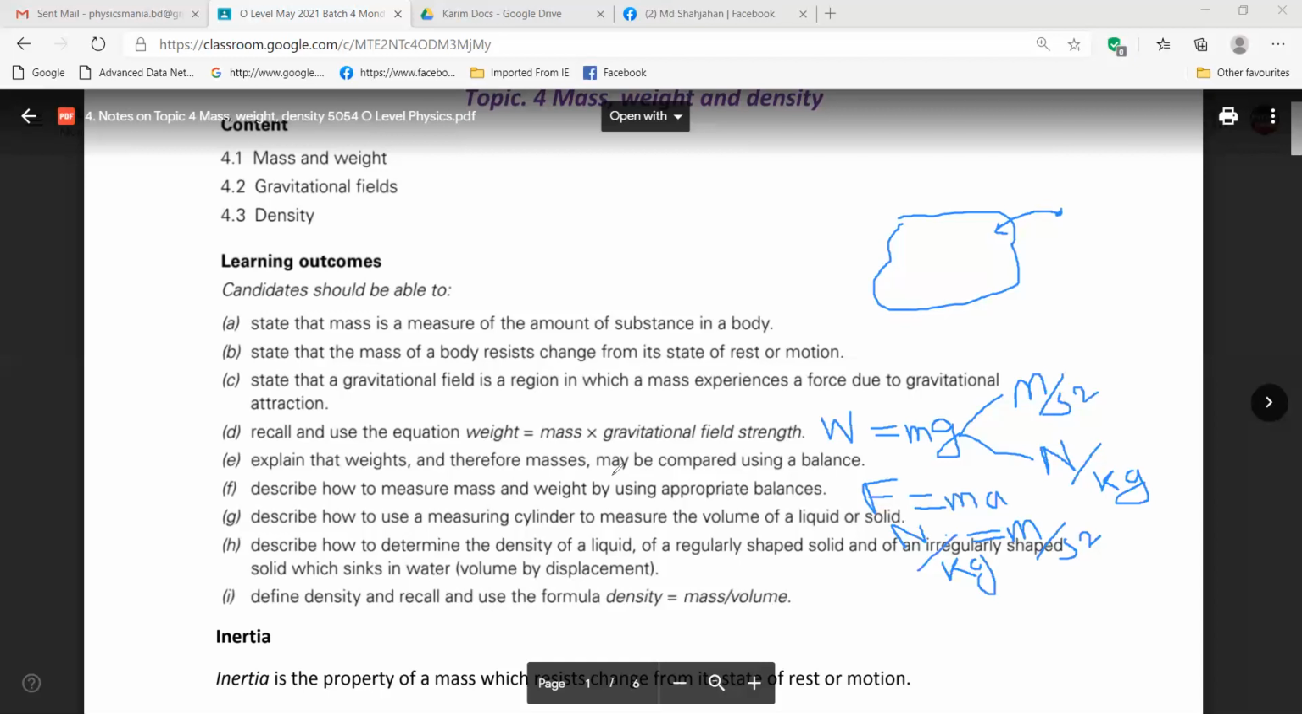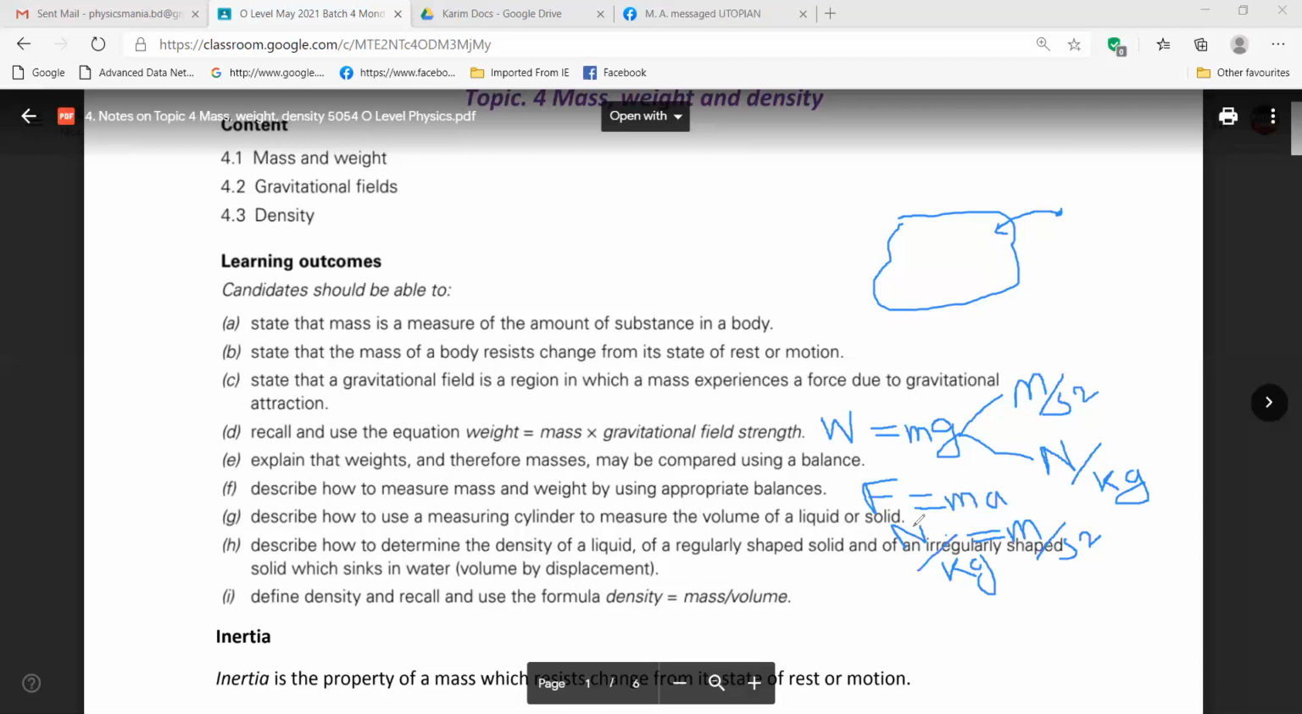For measuring weight or force, we have the Newton meter. You got it? Yes, sir. Then we have here g. Describe how to use a measuring cylinder to measure the volume of a liquid or solid.